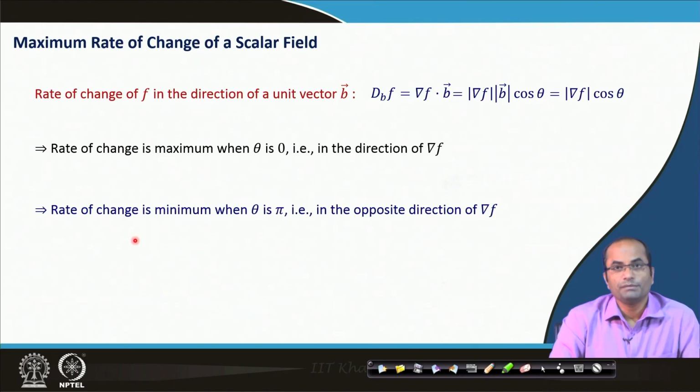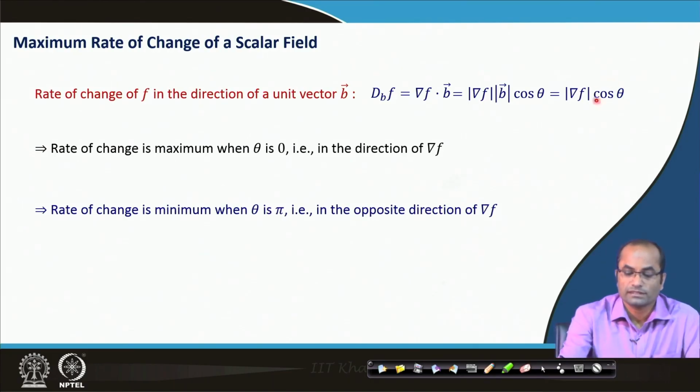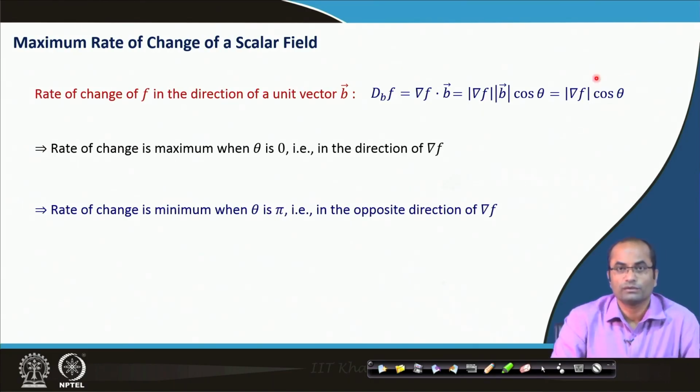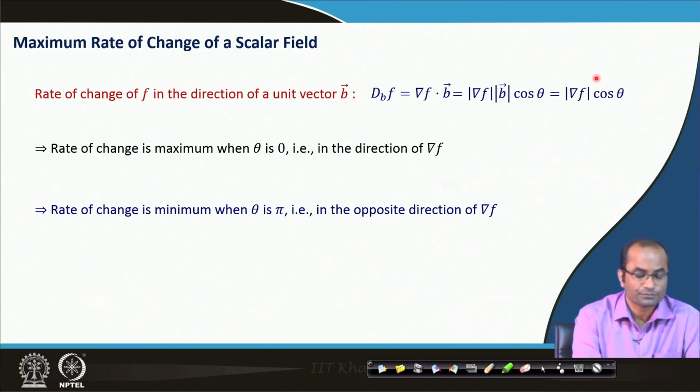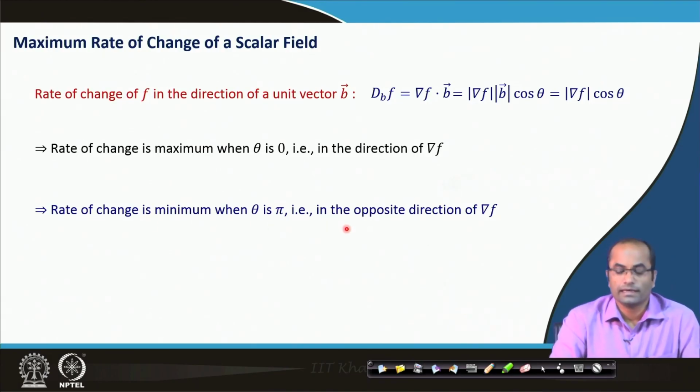The rate of change is minimum, so when cos theta is going to be minus 1, for instance. So, when theta is pi, that means in the opposite direction of del f, the rate of change is minimum. This is the direction that is opposite to the del f. So, we got two directions.